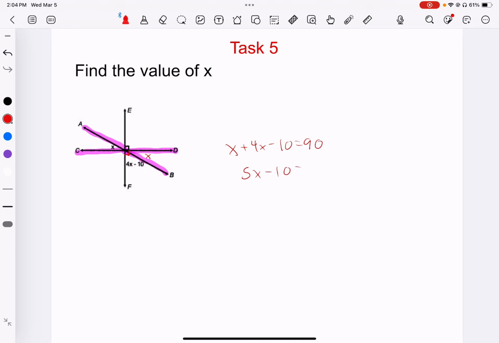Combine like terms, 5x minus 10 equals 90. Add 10 to both sides. 5x equals 100. And when I divide both sides by 5, x is equal to 20.